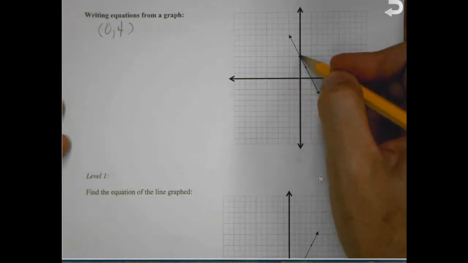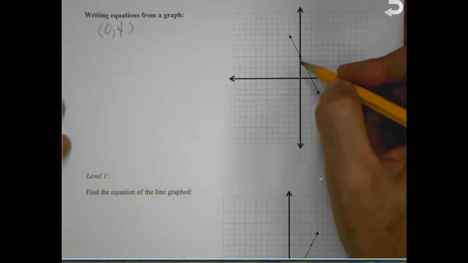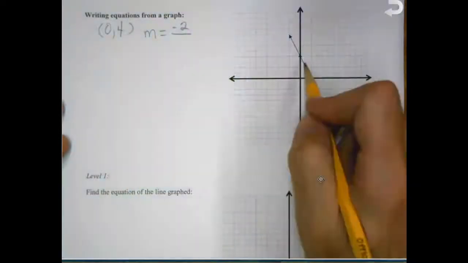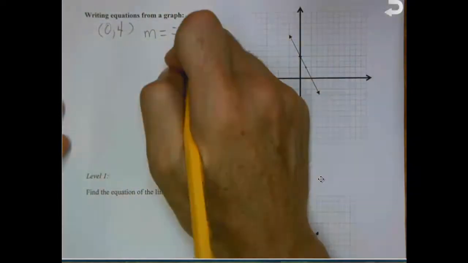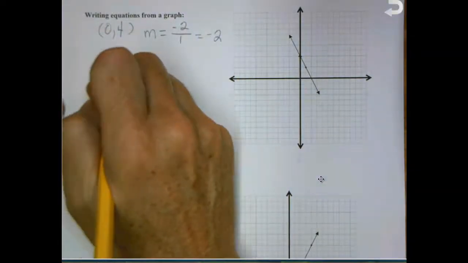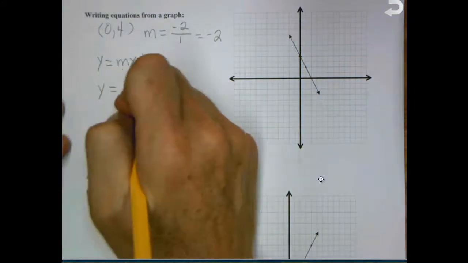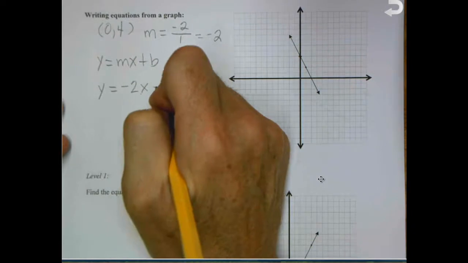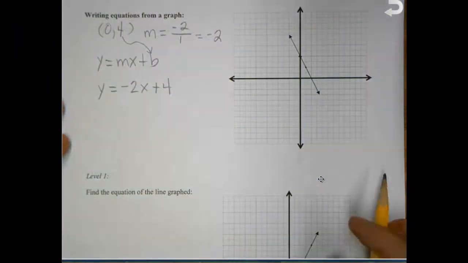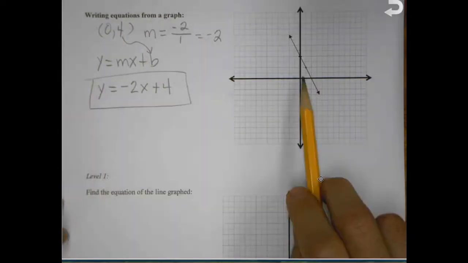So from here I have to do a rise, always the y direction first, rise of -2. And once I get to there, a run of 1. So it's a -2 for the slope. So y equals mx plus b, so y equals -2x plus 4. Remember, my number there is the b part on my y-intercept. So there's my equation for this line that's graphed.